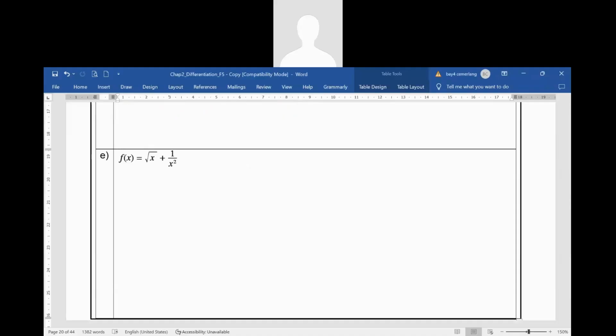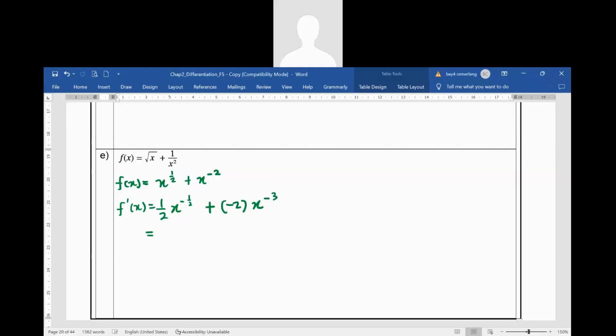Okay, it's okay. So let's change the form first. This one is x power half, and this should be x raised to the power of negative 2. I haven't differentiated yet, I only changed the form, so I need to maintain my f(x). Now I want to differentiate this: half x to the power of negative half, because half minus 1 is negative half. Sorry, need to times in front, right? So negative 2 x power negative 3.